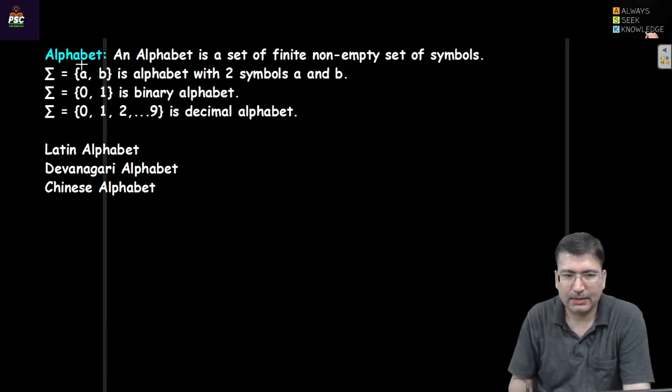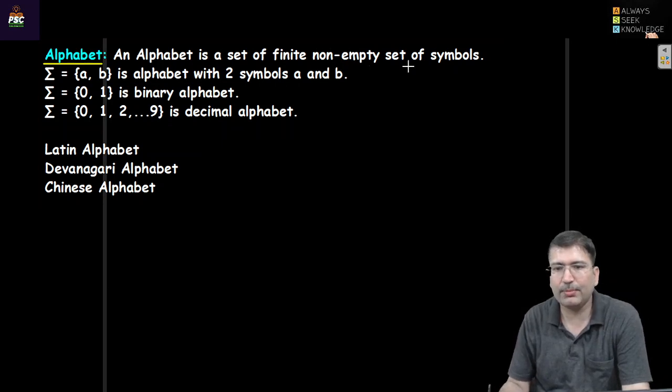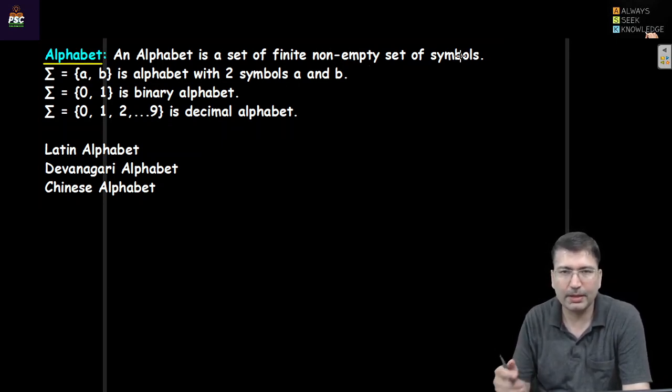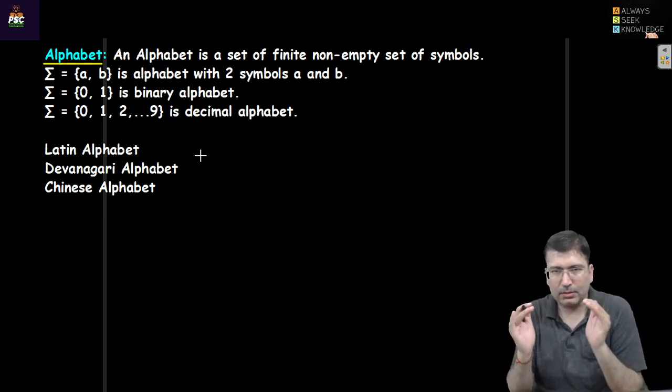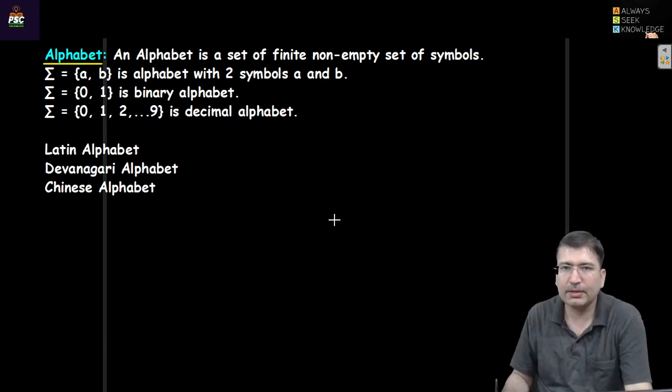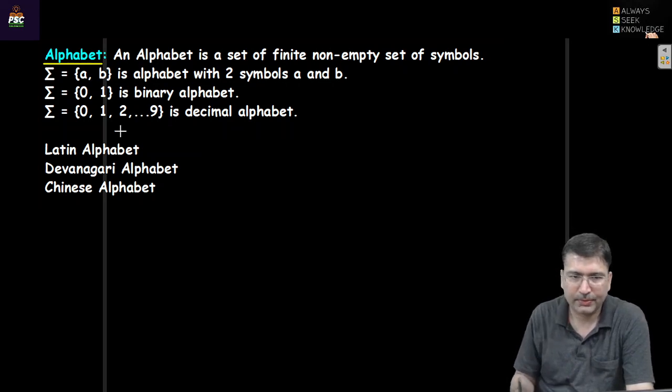The very first thing is alphabet. It is a very well known term in automata theory or theory of computation. An alphabet is a finite non-empty set of symbols. Non-empty set of symbols, those are finite in nature, right? So if I consider, let's say, the English language, there are 26 letters. The set of all characters from A to Z, we can say is the alphabet for the English language, right?